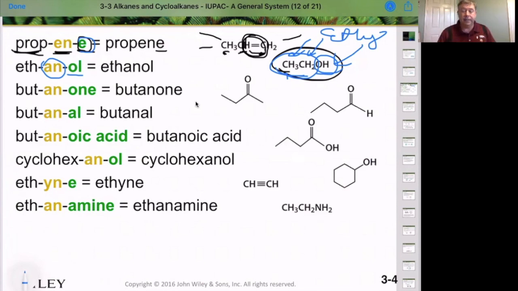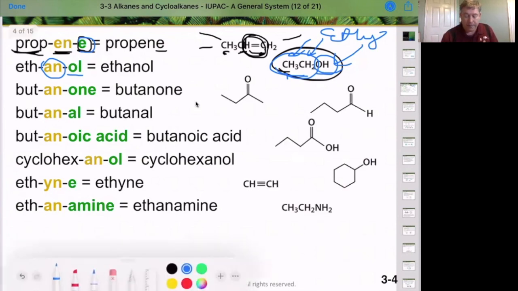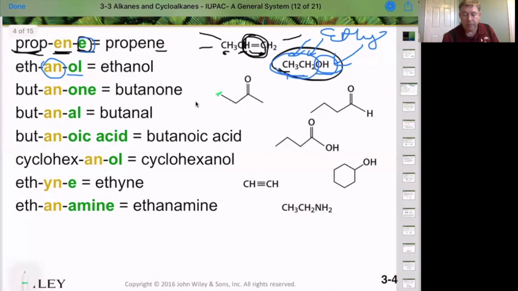Okay, let's move to the next one right here. For this one, we have 1, 2, 3, 4 carbons. So that's going to give us "but" for the 4 carbons right here.